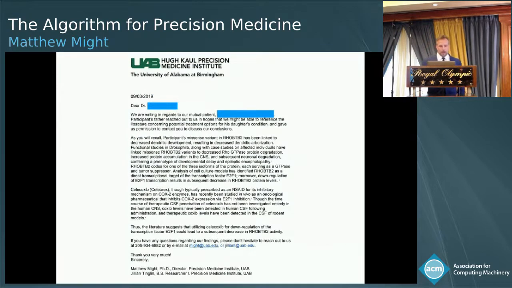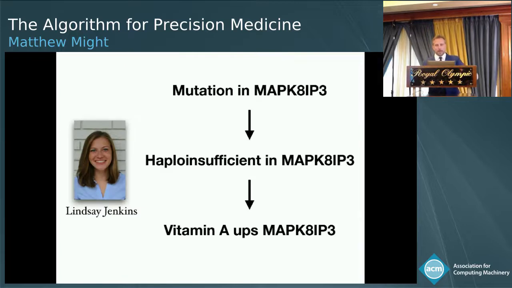And just to give you an example of the kinds of proofs that we rendered, this is literally the report, with the patient's name blocked out, that we sent over to the physician. Then Lindsay found a mutation in MAPK8IP3, which led to what's called a haploinsufficiency in this particular gene, and of all things, vitamin A is what upregulated this gene back to normal levels.